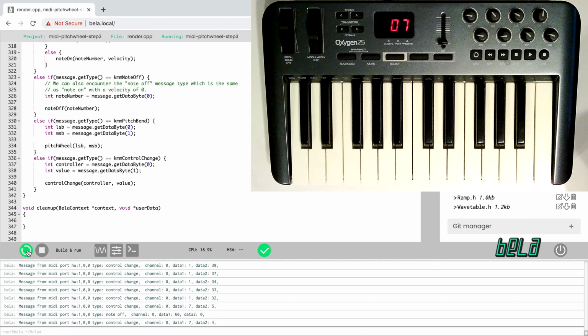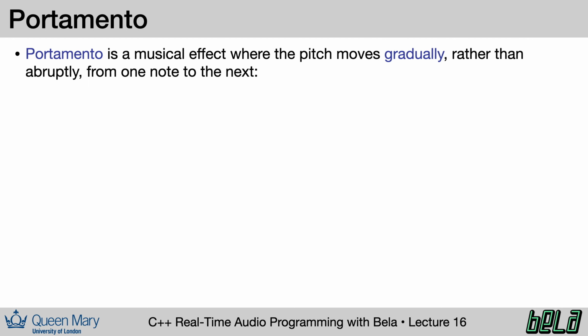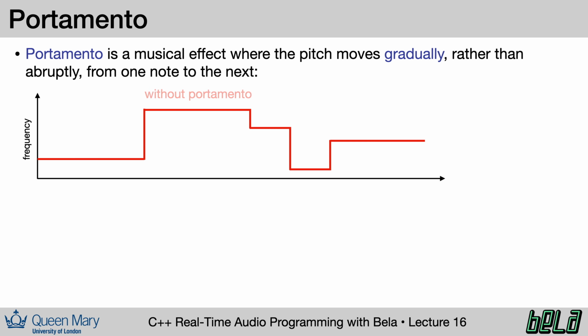There's one more thing I want to add to it before we get to the end of this lecture. And here's the last thing. It's called Portamento. This is an effect where the pitch glides gradually from one note to the next rather than moving abruptly. On a synth without Portamento, the frequency over time might look like this, where it changes every time a new note comes in. With Portamento, we'll get a value that instead looks more like this, where receiving a new note causes the pitch to start moving toward its new value, but it might take a little bit of time to get there.